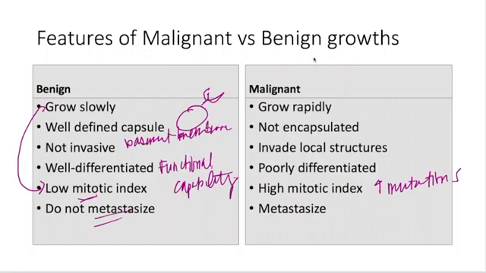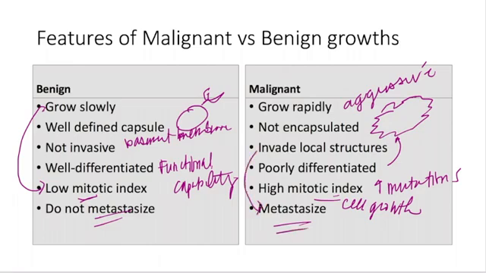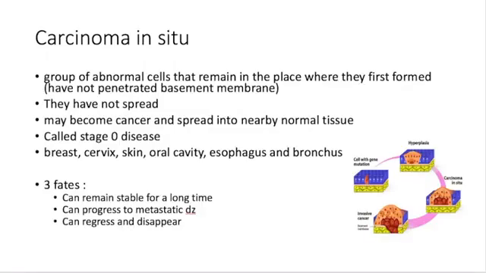So on the opposite, for malignancy, it grows rapidly, aggressive. It is not encapsulated, meaning it is poorly defined. It does invade those local structures, and that again leads to that poorly differentiated status, meaning it does not look like the parent tissue. It has that high mitotic index, meaning we're getting a lot of cell growth, and it metastasizes, able to spread.